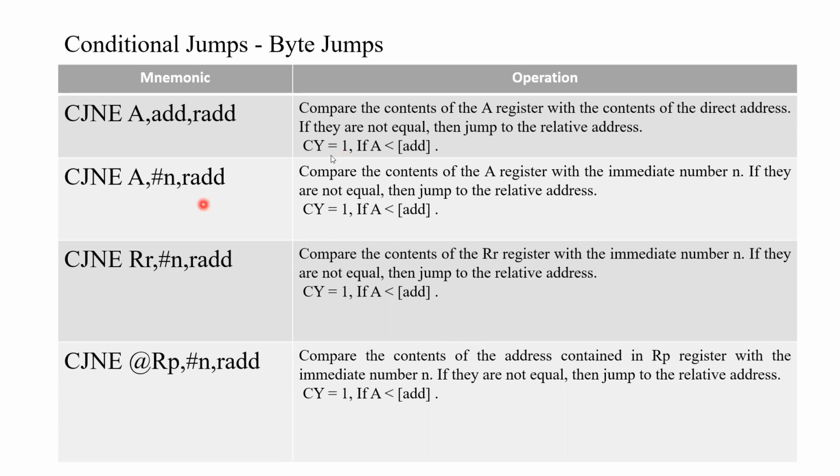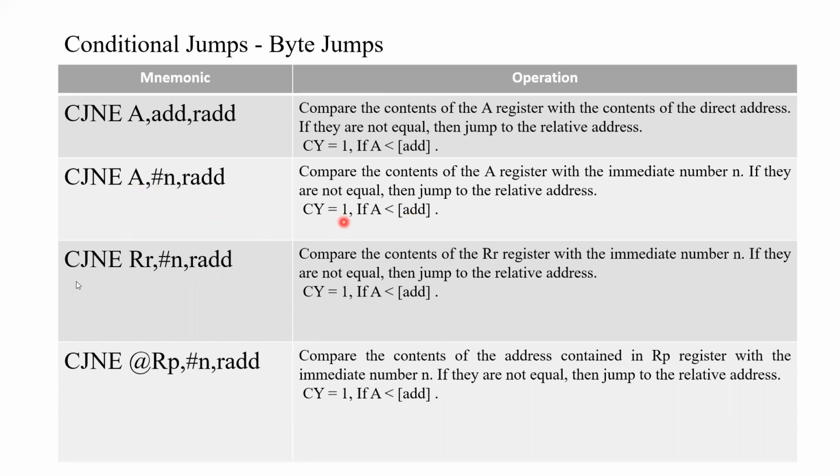Similarly, in the second mnemonic, CJNE A comma hash N comma R address. Compare jump not equal. The contents of accumulator is compared with the immediate number, and if both the numbers are not equal, then jump to the relative address. And if the content of accumulator is less than the immediate number, the carry flag is set to 1.